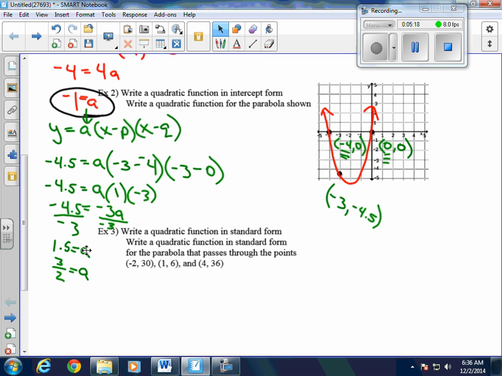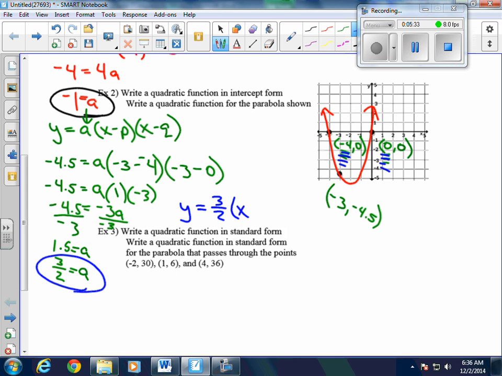So now we're going to use the data that we were given. We found a, and we have the intercepts. So we're going to write our equation. Our equation will be, again, using intercept form, a is 3 halves times (x plus 4) times (x minus 0). And again, you wouldn't need the x minus 0. We could just say x, but there is your equation. And that is an example of how to write an equation in intercept form.